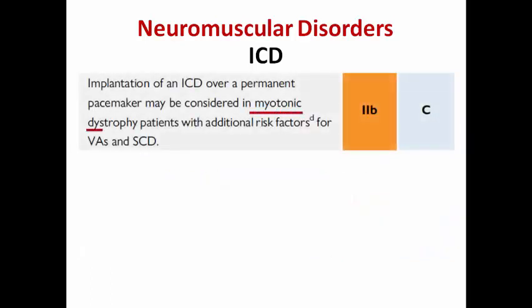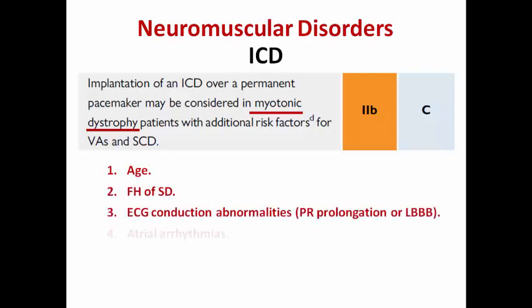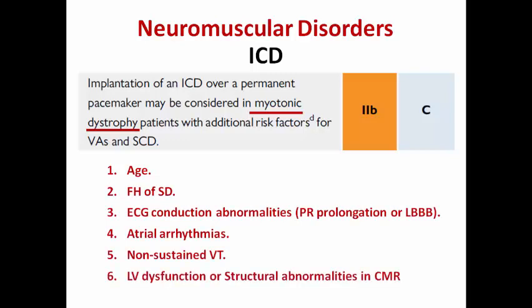And ICD is class 2B in patients with myotonic dystrophy if they have additional risk factors like advancing age, family history of sudden death, ECG conduction abnormalities, atrial arrhythmias, non-sustained VT, or LV dysfunction or structural abnormalities in CMR.